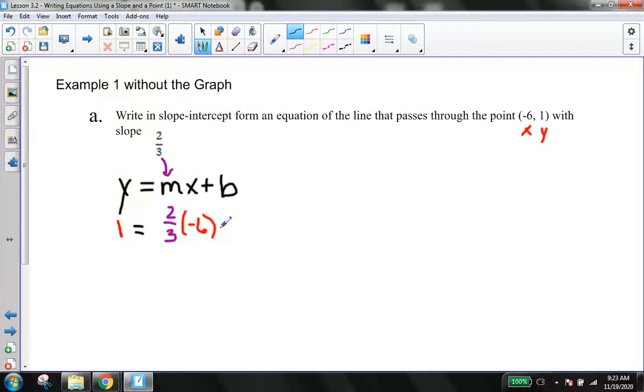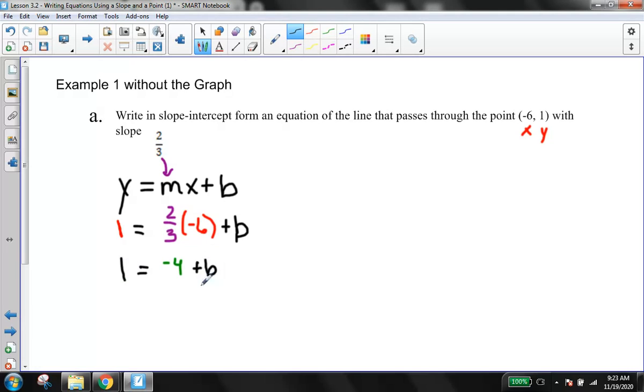I'm going to rewrite my equal sign, I'm going to write my plus sign, and I'm going to write my b. All right, now remember, our goal right now is we're going to be solving for b to get our y-intercept. So right now, I'm going to do the multiplication step. So I'm going to do 2/3 times negative 6. So I know 2/3 times negative 6, and I can do this right on my calculator, is going to give me negative 4. And I'm going to rewrite the rest. So I'm going to write my plus b, my equal sign, and my 1.